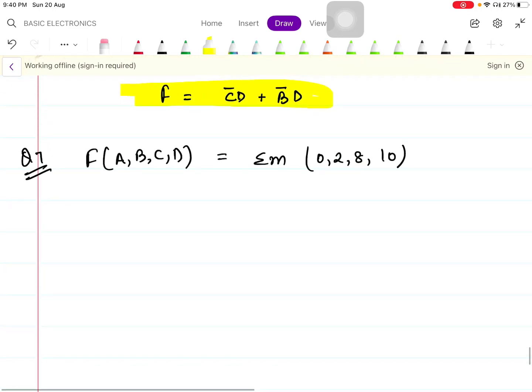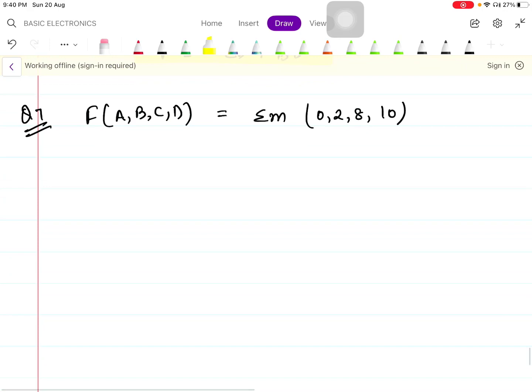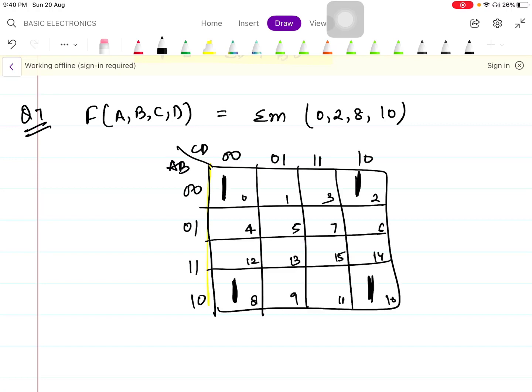Another question. Again, a four variable K-map will be drawn over here as f is a function of four variables. So let's draw it in terms of minterms. Now, first of all, we will search for a group of 16, not possible. Group of 8, not possible. Group of 4, that is possible.